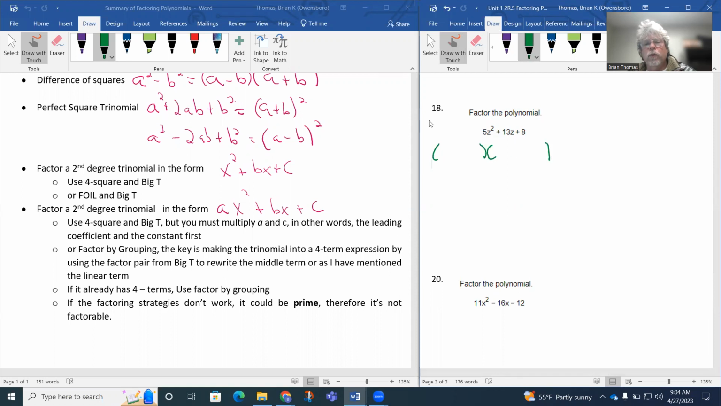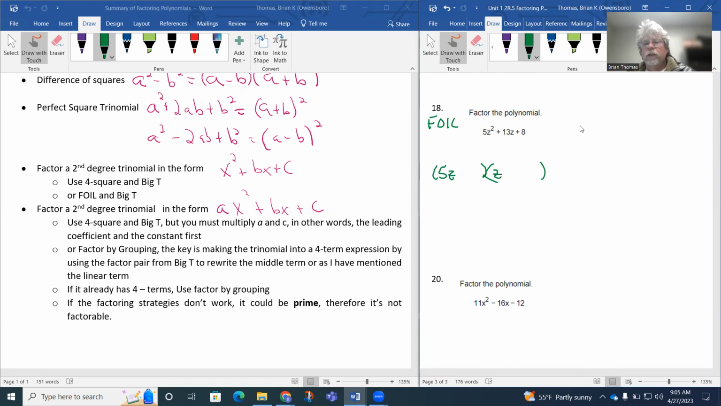If you're using FOIL as a thought process, the first term, the 5z squared, goes in the first two positions. Notice that there's only one way to really break that apart, and that's a 5z and a z. Now, it doesn't matter where they go. They can just go into one of those spots here. Let me bring this down a little bit to give myself more room. So, see my two sets of parentheses here. The 5z and the z can go here.